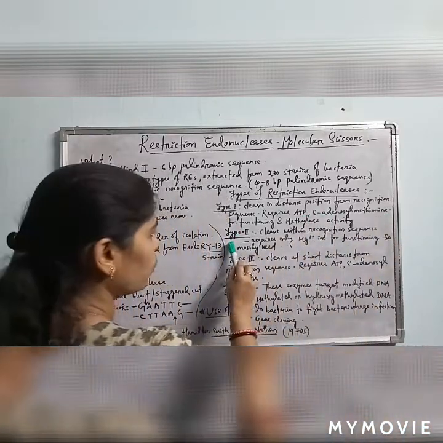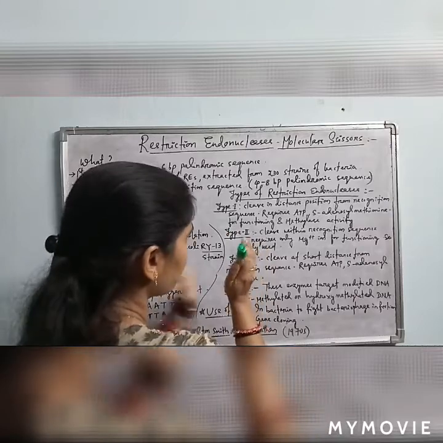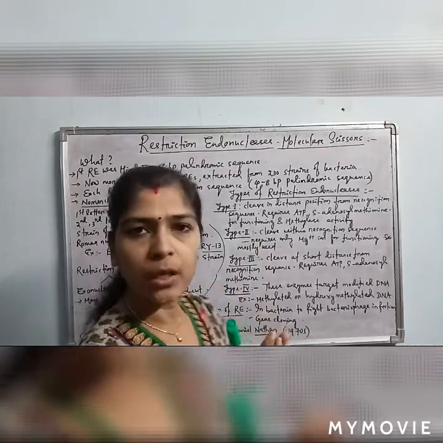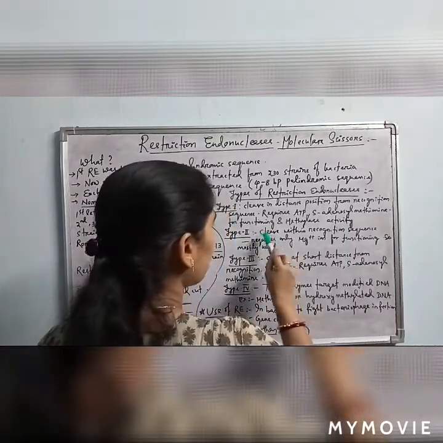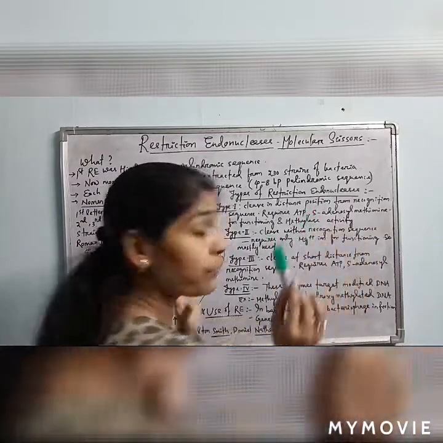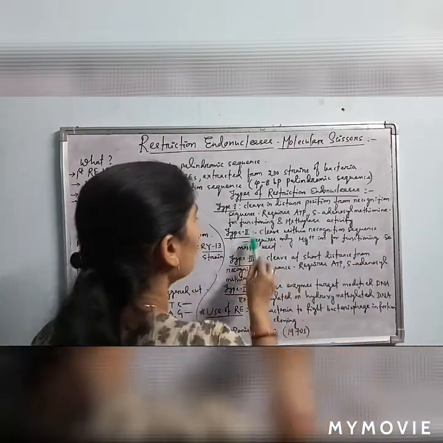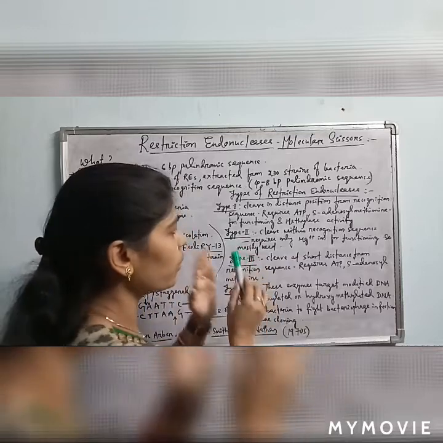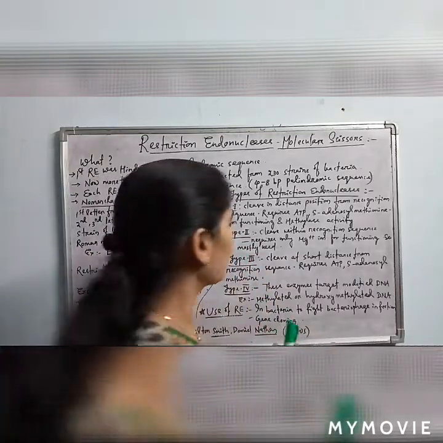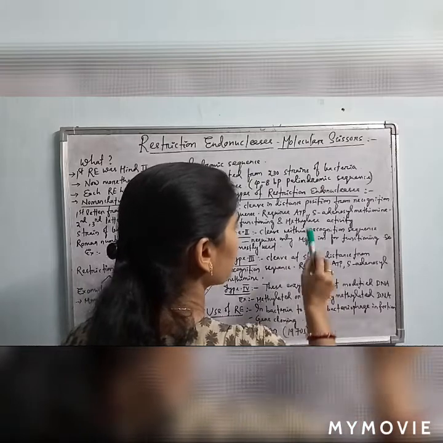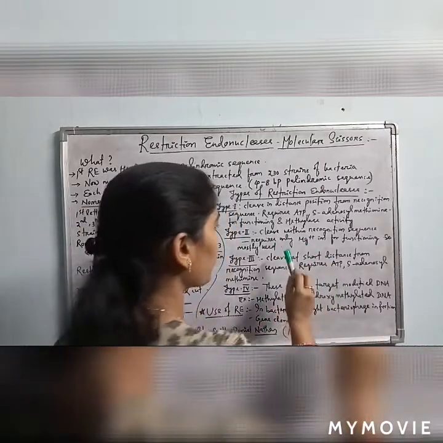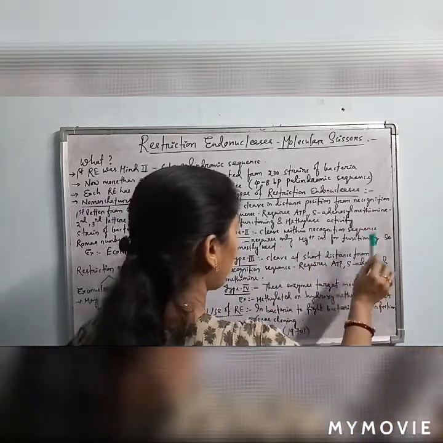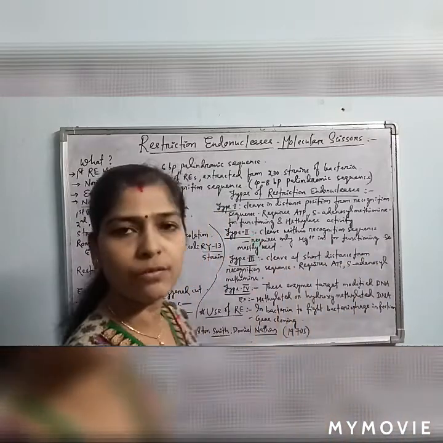Then coming to type 2, it is the most used restriction endonuclease in gene cloning or recombinant DNA technology. It cleaves within the recognition sequence. This is the first feature of type 2 restriction endonuclease, due to which it is mostly used in gene cloning. And it requires only Mg++ ion, nothing else. It only requires Mg++ ion for its functioning.